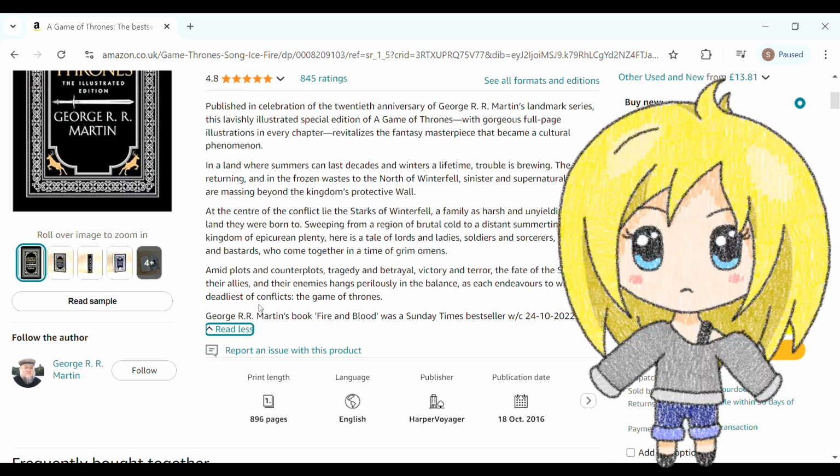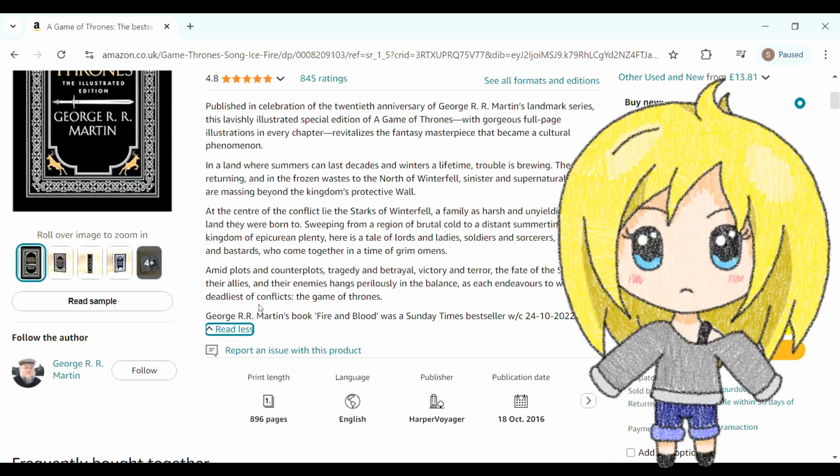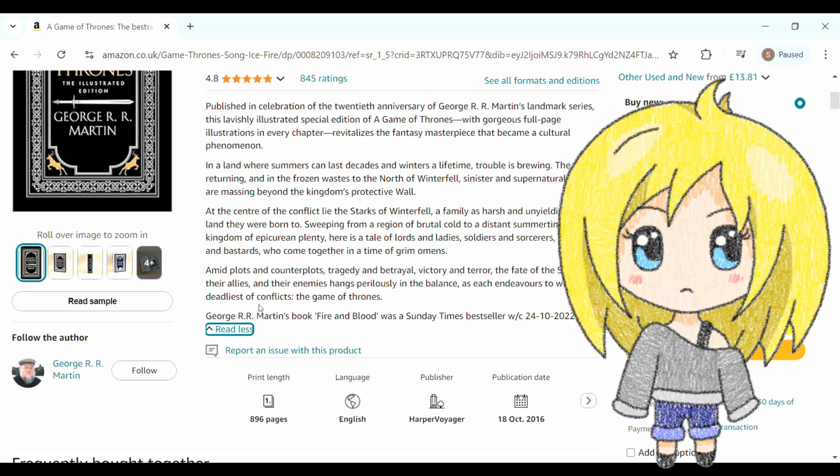It doesn't mention the murder of Jon Arryn. It doesn't mention Ned Stark being asked to be the Hand of the King. It doesn't mention Bran's fall from the tower. It doesn't actually mention any of the events that occur in the novel.